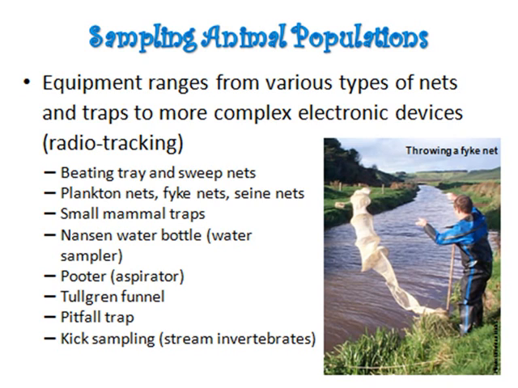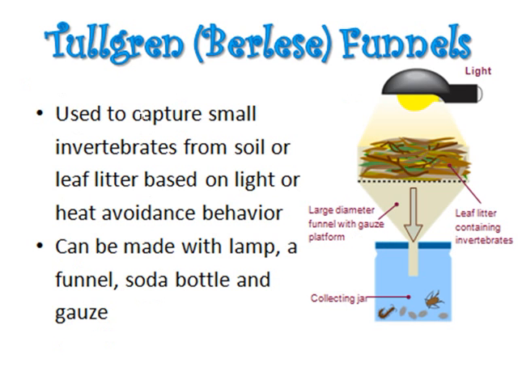Haven't really seen pitfall traps mentioned, and I've seen Tullgren funnels and Nansen bottles mentioned a lot more than kick sampling. So you're more than welcome to look those up on your own, or we may look at them in class. We're trying to study small critters, especially that are in soil or that are in leaf litter.